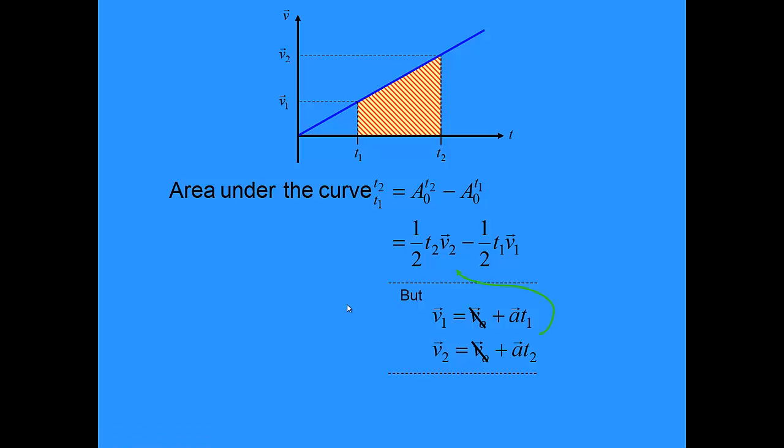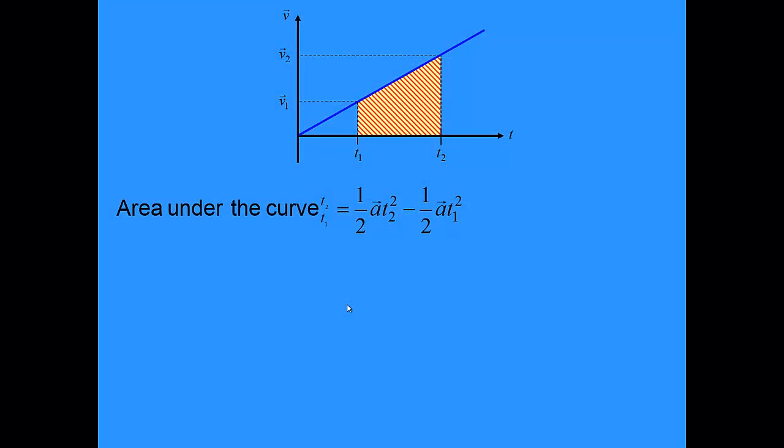So if we substitute in for v1 and v2, we get that those areas can be written as 1/2 t2 times the quantity acceleration times t2 minus 1/2 t1 times the quantity acceleration times t1. Take a moment before going on, or rewind, and check out my algebra, my geometry, and my uniformly accelerated kinematic equations. If we multiply those things together, we then get 1/2 a t2 squared minus 1/2 a t1 squared.